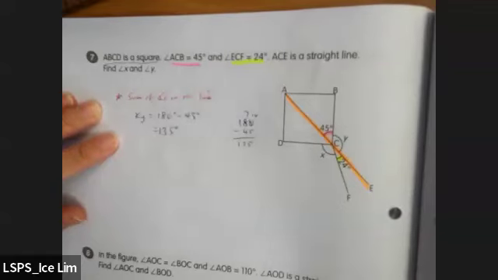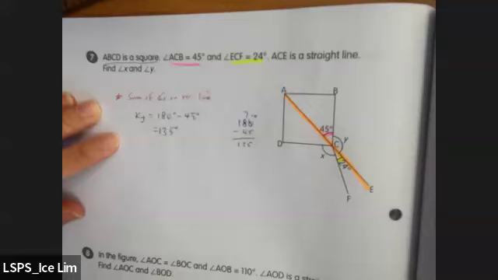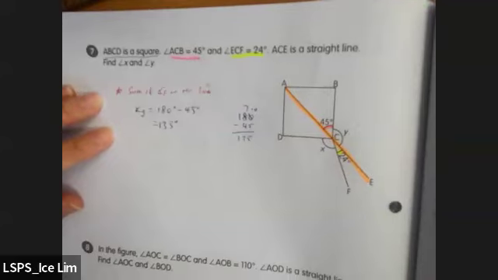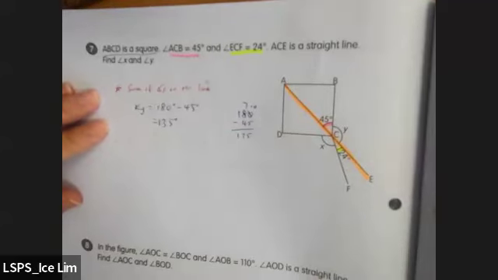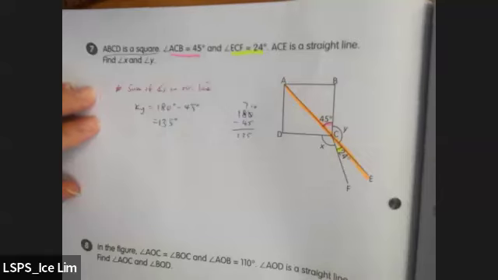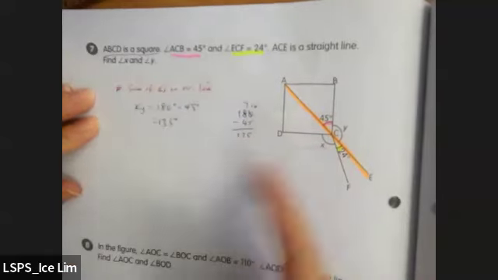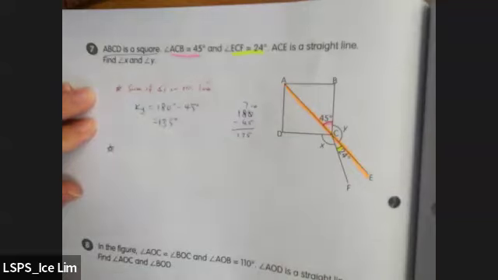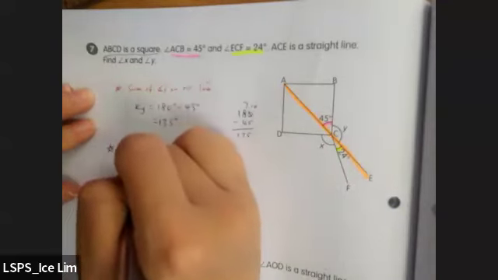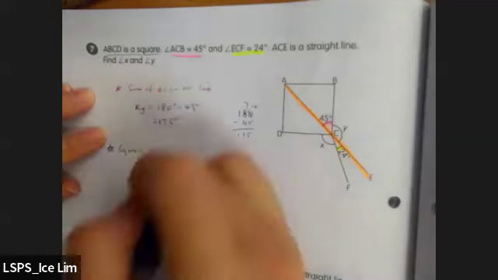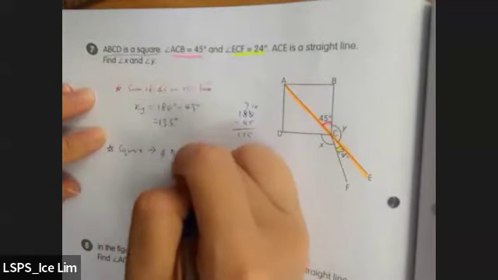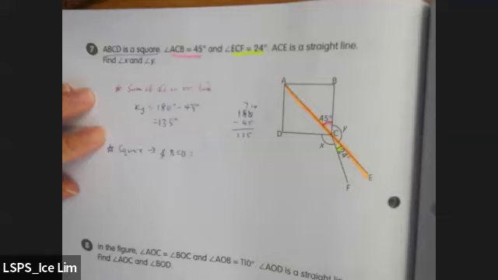Then find X. Now there's a missing angle, missing information that's not given, and you need that to help solve X. ABCD is a square. The square gives us a clue. What is the angle BCD? Right angle, very good. So it's 90 degrees.